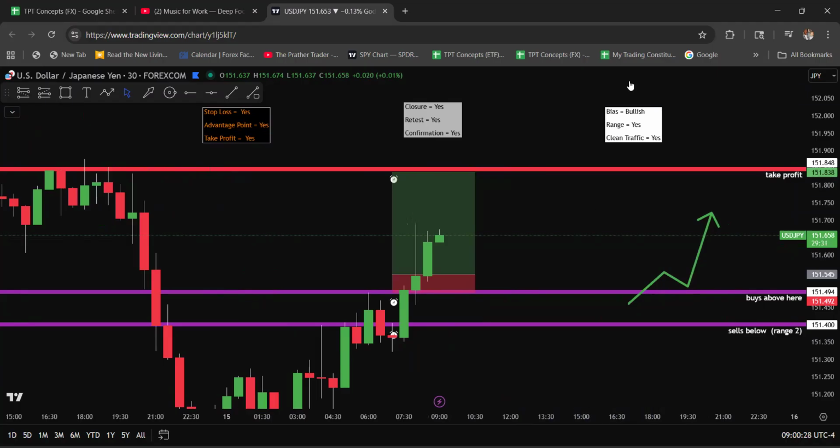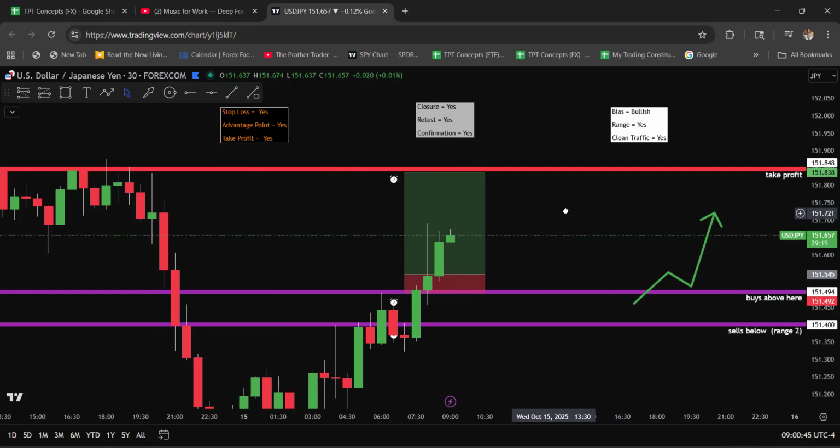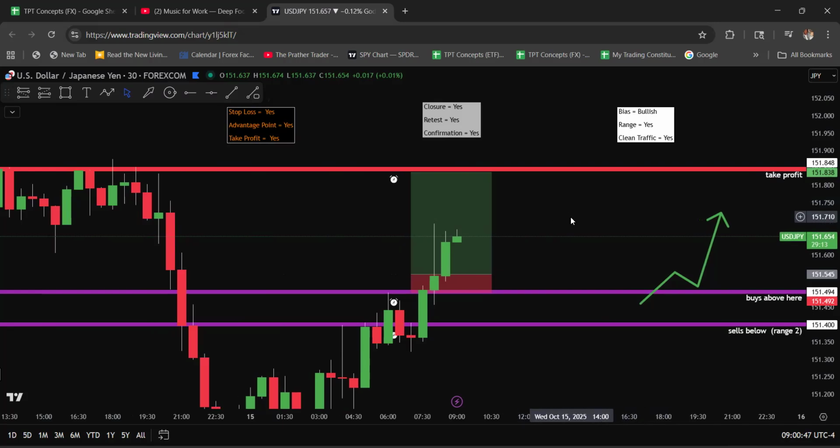Okay, again, you got a nice closure here on the 30. All right, did not quite hit that advantage point yet, and this candle opened with no bottom wick. So maybe this candle flips bearish for a minute and then continues pushing up. All right, for whoever is in that trade. Right?